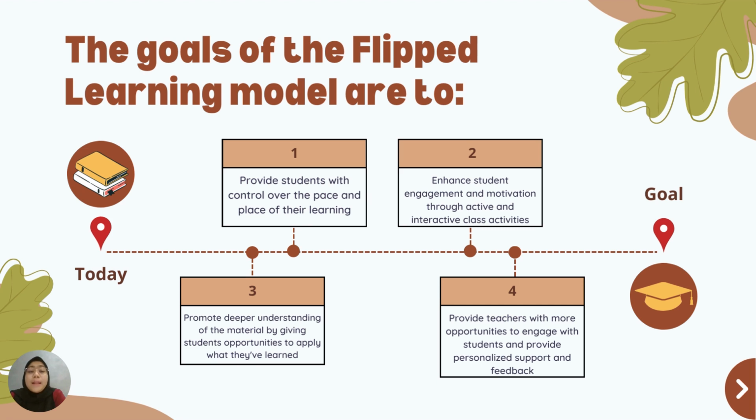The goals of the flipped learning model are to provide students with control over the pace and place of their learning, enhance student engagement and motivation through active and interactive class activities, promote deeper understanding of the material by giving students opportunities to apply what they have learned, and provide teachers with more opportunity to engage with students and provide personalized support and feedback.